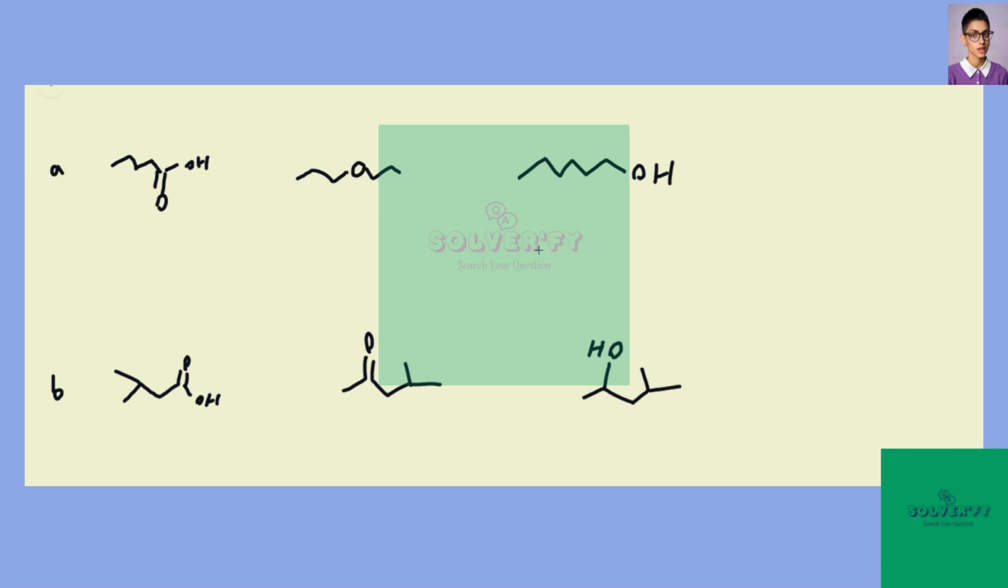And how we can determine that is the number of polar atoms or electronegative atoms on a molecule. You can determine that by the number of hydrogen bonds that can form on the molecule. So let's look at A.